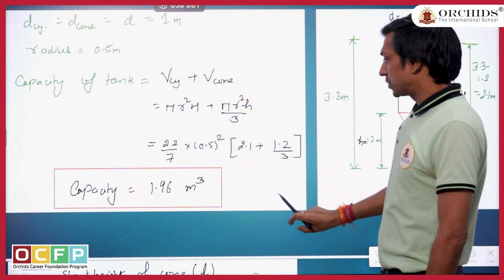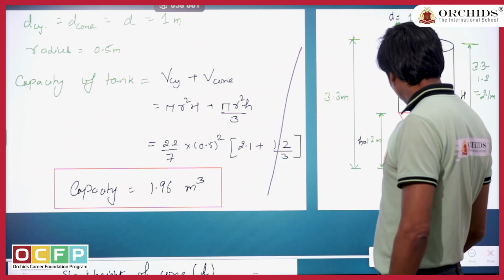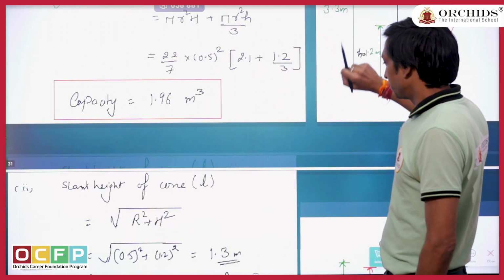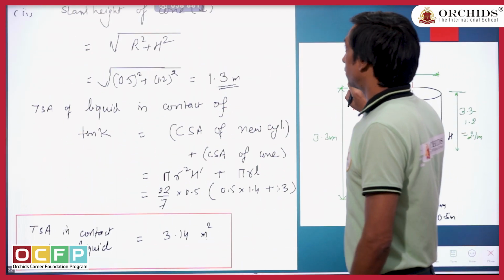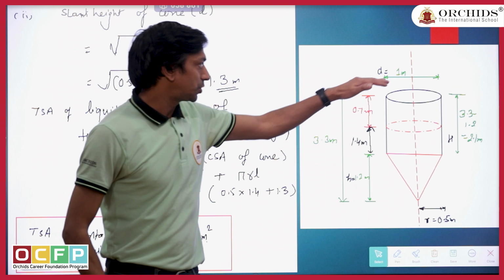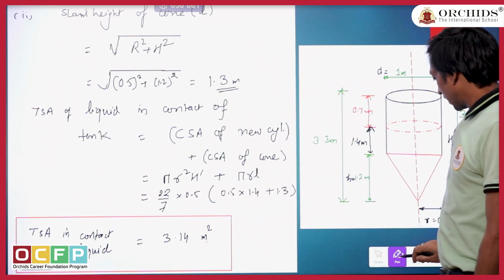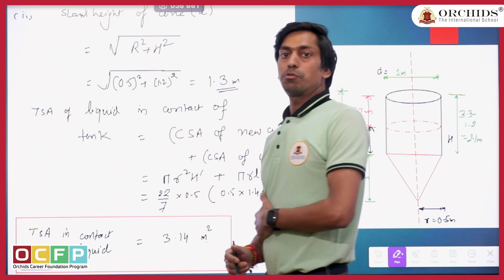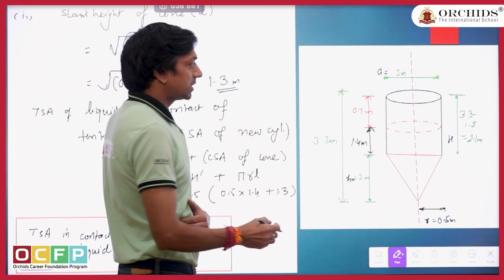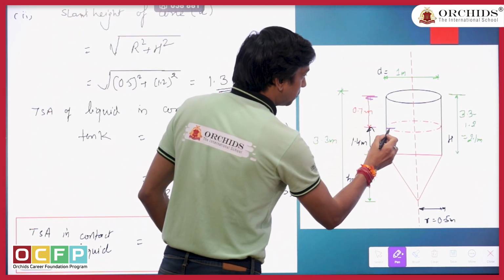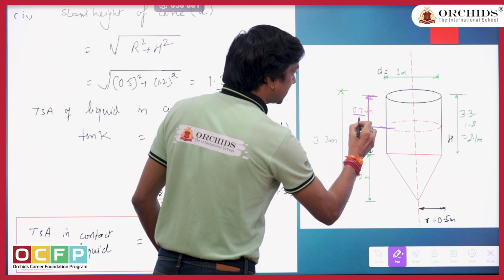Now the second part of the question: if the water level in the vessel is 0.7 meter from the top, what will be the surface area which is in contact with the liquid? In that case we have to find out the curved surface area, but one catch is that the height of the free surface is given from the top, which is 0.7 meter.